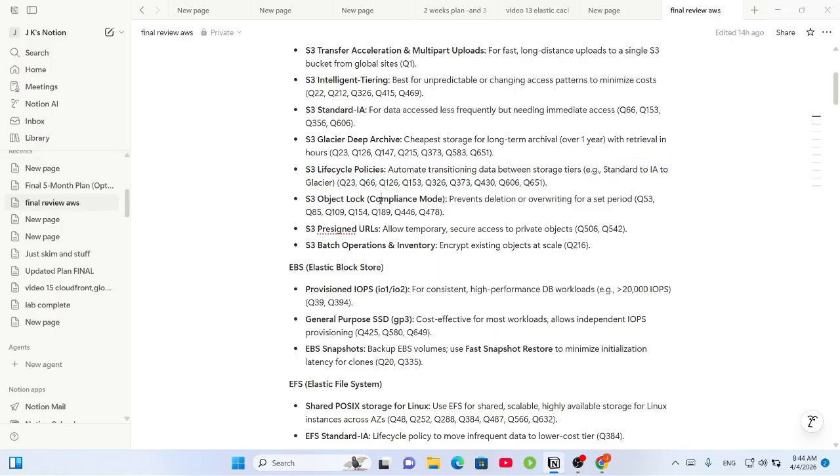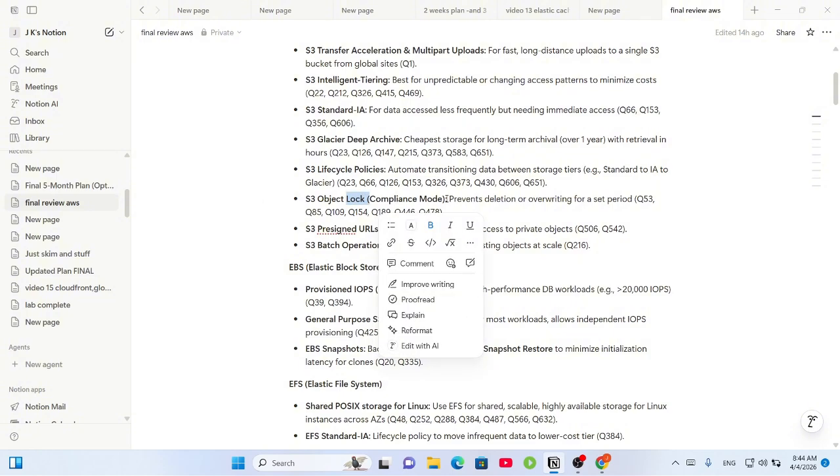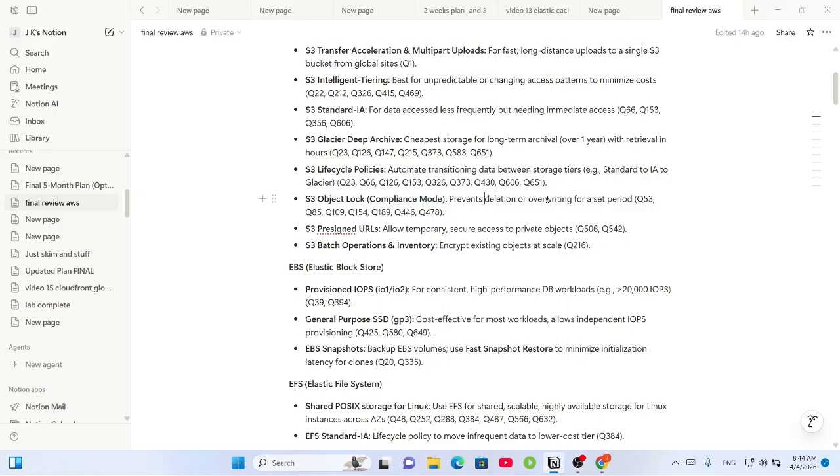And we have S3 Object Lock. S3 Object Lock compliance mode prevents deletion or overwriting for a set period. The benefit of this is that it prevents deleting or overwriting for a specified period.